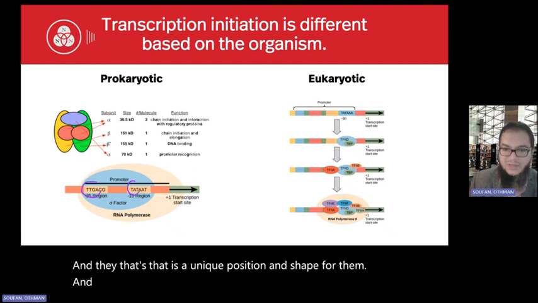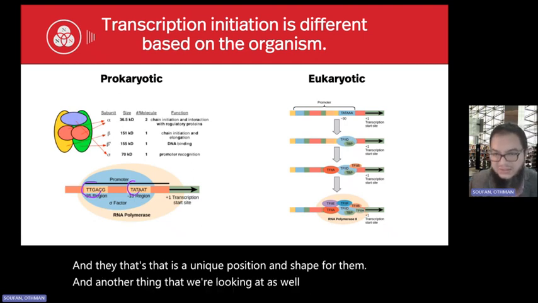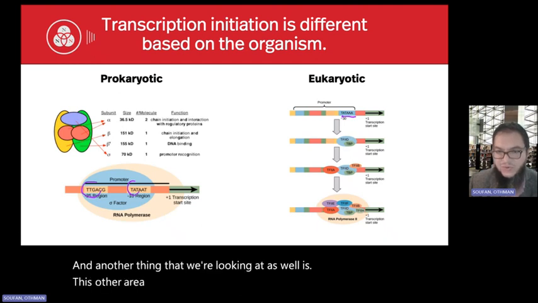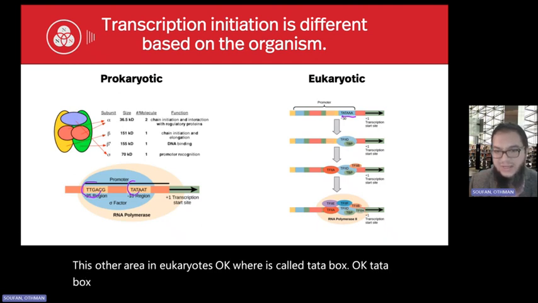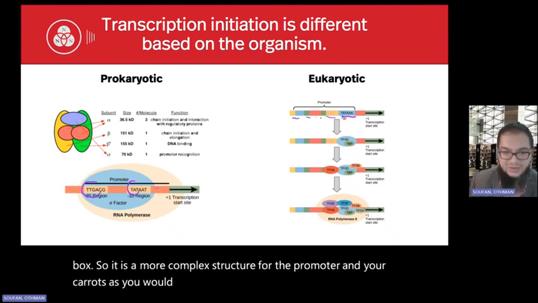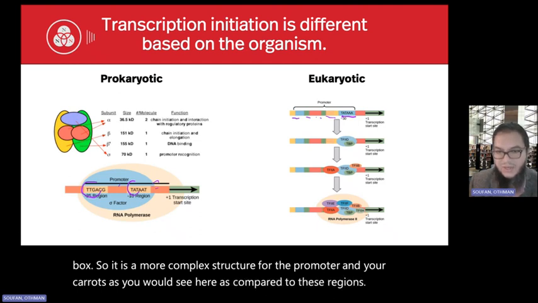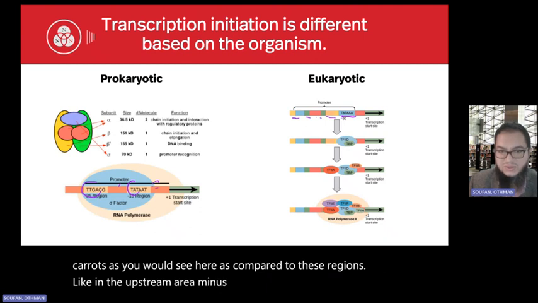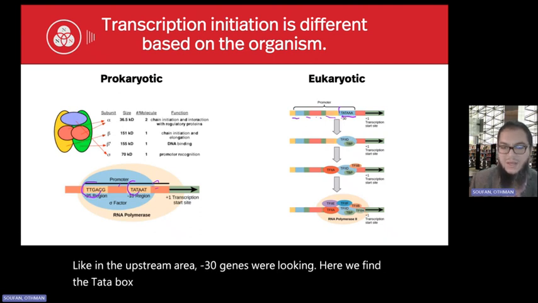And another thing that we're looking at as well is this other area in eukaryotes, what is called the TATA box, okay, TATA box. So it is a more complex structure for the promoter in eukaryotes, as you would see here, compared to these regions. In the upstream area, around minus 30, we find the TATA box, okay?